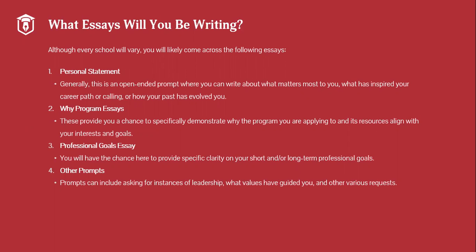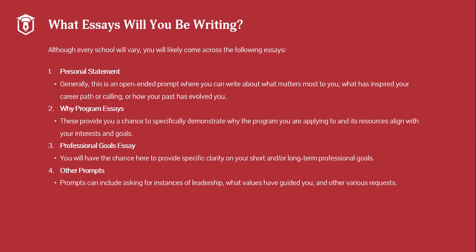When applying to top-tier MBA programs, you'll typically come across the following essays. First, the personal statement. This is your spot to explain what matters most to you, what has inspired your career calling, or how your past has evolved you. In other words, it's your chance to tell your story. Next, the why program essays. Here, you'll explain the clarity of your goals, your understanding of how the program works, and how these two things work together to help your future success. Unlike in college, where you may not have known the specific link between the school you're applying to and your future professional goals, here you absolutely should.